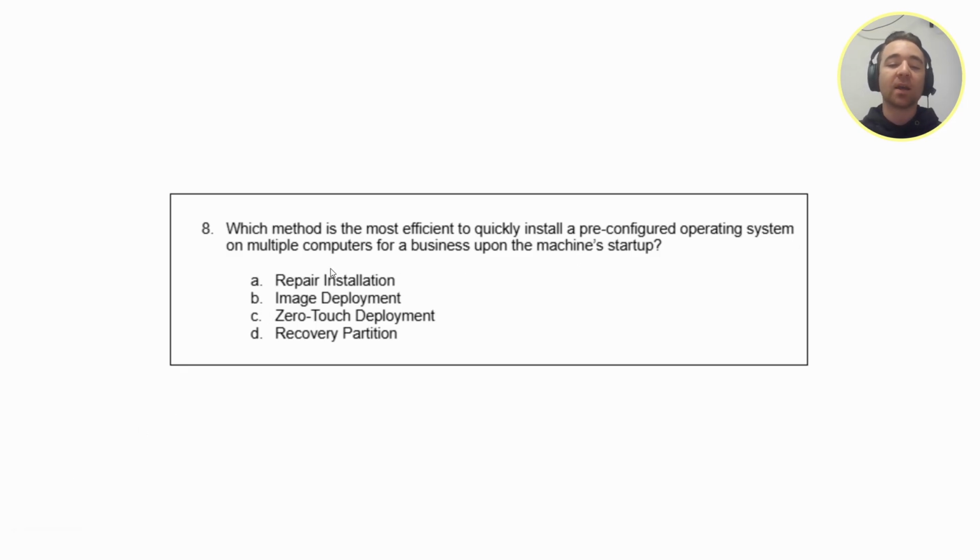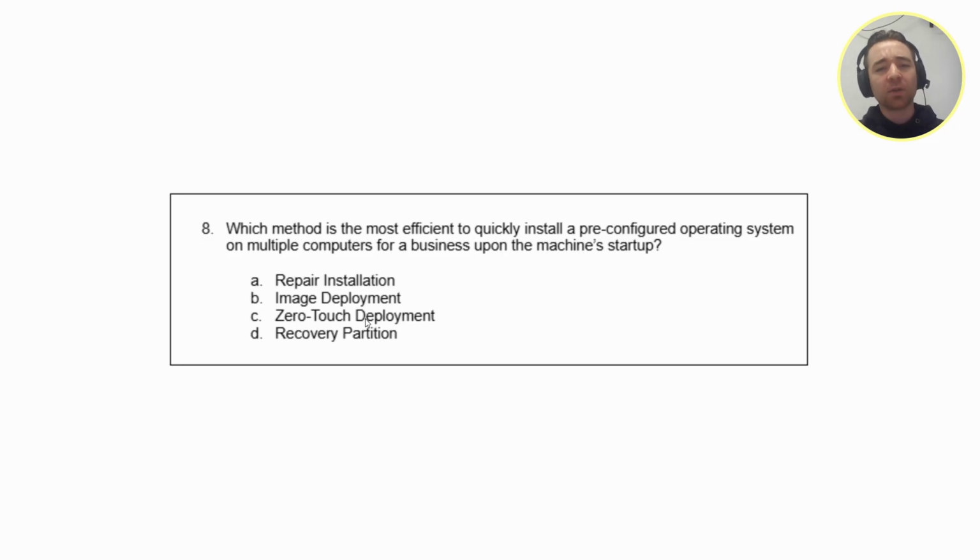Okay, we know it is going to be pre-configured. So someone's done some work on the front end. They've done work once. It's pre-configured. It's ready to go. Already, we should be starting to think it's probably either going to be image deployment or zero touch deployment. It's being installed on multiple computers for a business upon the machine startup. So it's being installed on more than one computer. Image deployment is pre-configured and you use that to install it on more than one computer. Zero touch deployment is also pre-configured, used to install on more than one computer.